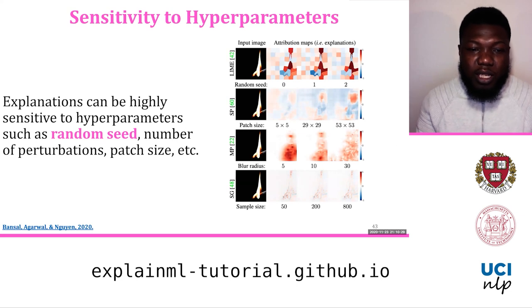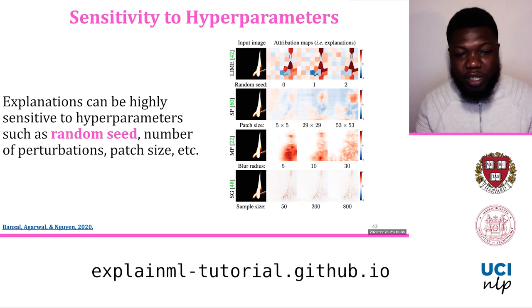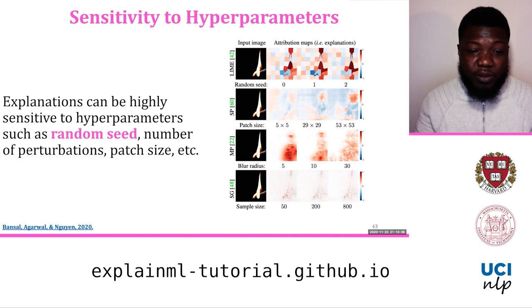One additional insight that has come of late is that explanation methods can be very sensitive to hyperparameters like random seed, number of perturbations in the case of LIME, patch size in the case of different saliency map methods. These are things that are not directly related to the model or the behavior of the model, and yet these hyperparameters tend to highly affect the kind of explanation that is produced. This kind of effect is unwanted, and one would want to avoid it in an explanation method.